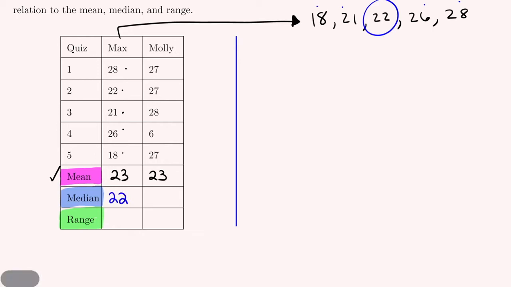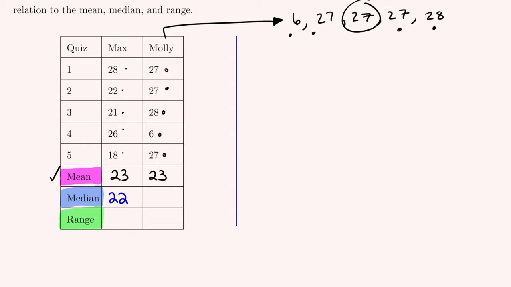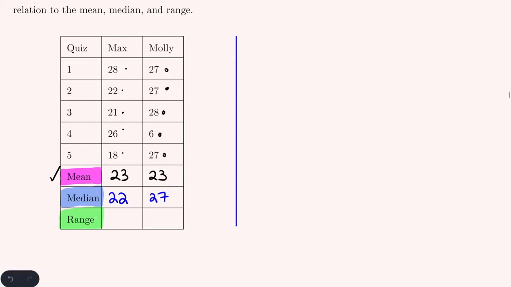Similarly, let's reorder the list for Molly. Molly's score, lowest, was 6, followed by 3 27s, followed by a 28, and the middle of these scores was a 27. So that's how we'd find her median score. And then the range is always the highest score minus the lowest.